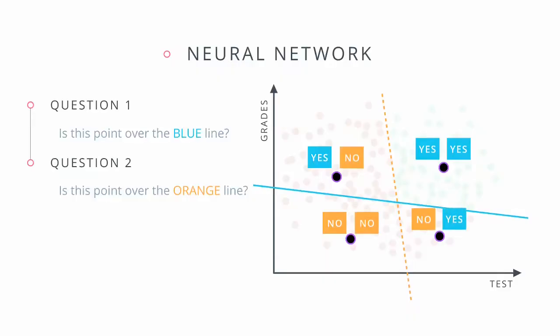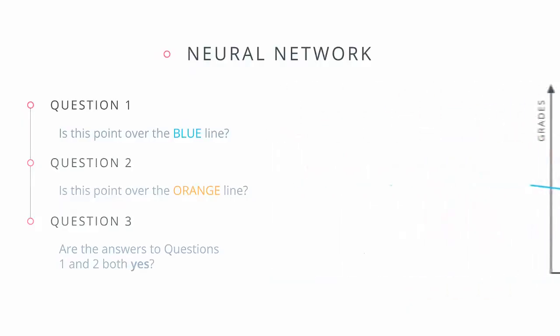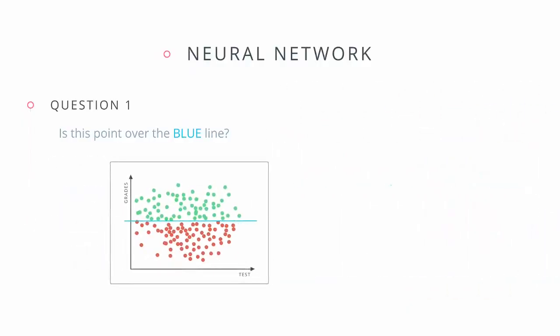Now the third question will just take the answers from the previous 2 and combine them. So the third question is, are the answers to questions 1 and 2 both yes? And we can see that for these 4 points, the answers are no, yes, no, and no. So they are all no except for the one that is in the green area. Now let's graph each question as a small node.